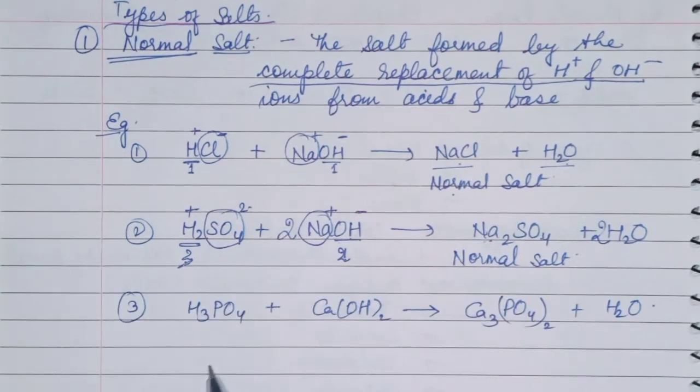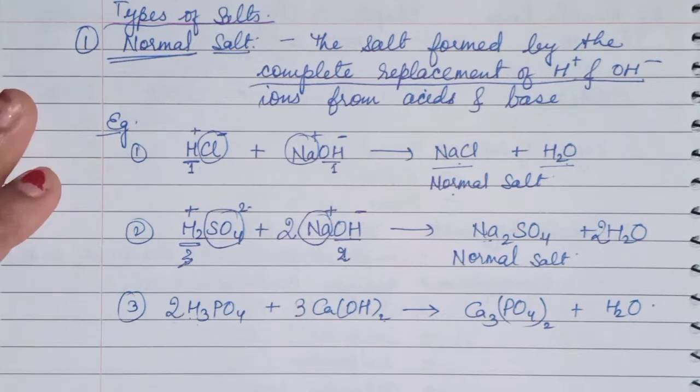Let's take one more example. H3PO4, phosphoric acid, and Ca(OH)2, calcium hydroxide, will give calcium phosphate, which is a salt, and water. Now here you can see that H plus ions are 3 and OH minus is 2. So you have to make both H plus and OH minus equal. So what will we do? We will put 2 over here and 3 over here.